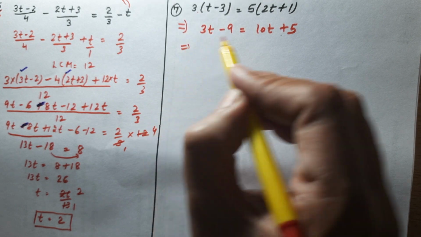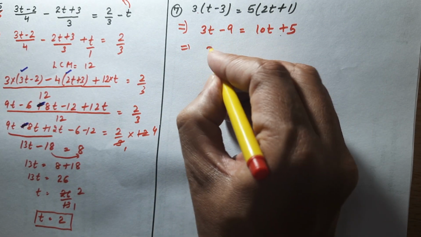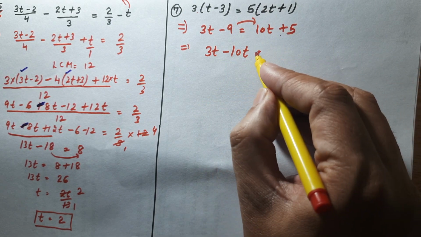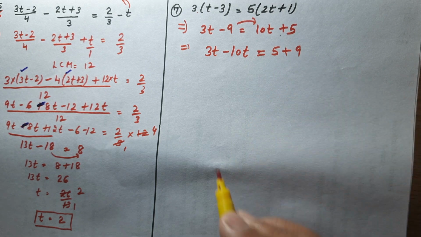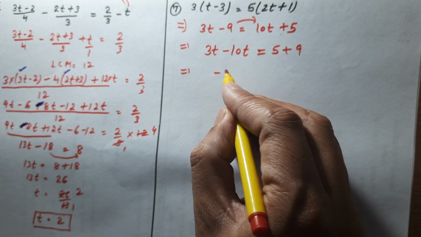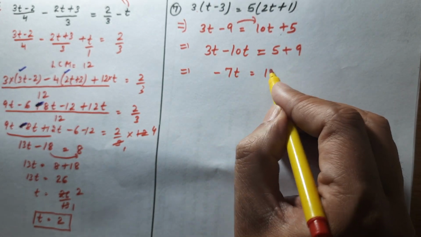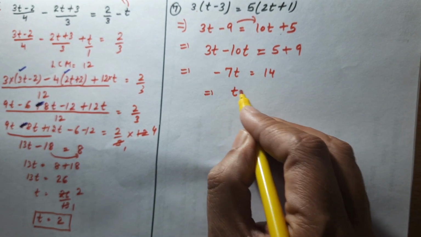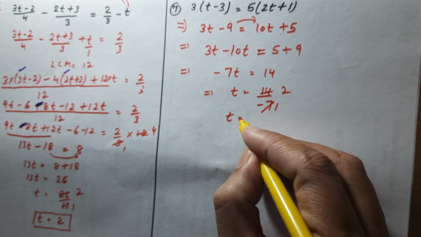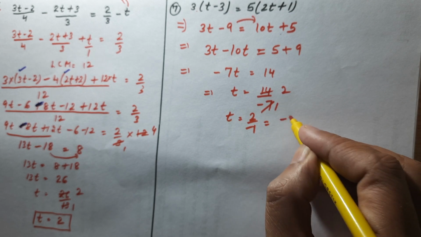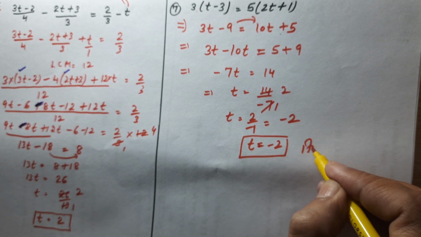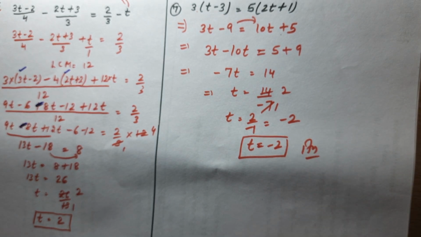Very good. Now transpose 10t to other side, 3t minus 10t, minus 9 along the other side. 5 minus will change into plus. So 3t minus 10t will be equals to minus 7t. 9 plus 5 is 14. Implies t will be equals to 14 upon minus 7. Now do the simplification. 7 1s are 7, 7 2s are 14. 2 upon minus 1. So our answer will be equals to minus 2 because denominator cannot be negative. So our answer here for this sum is t is equals to minus 2.